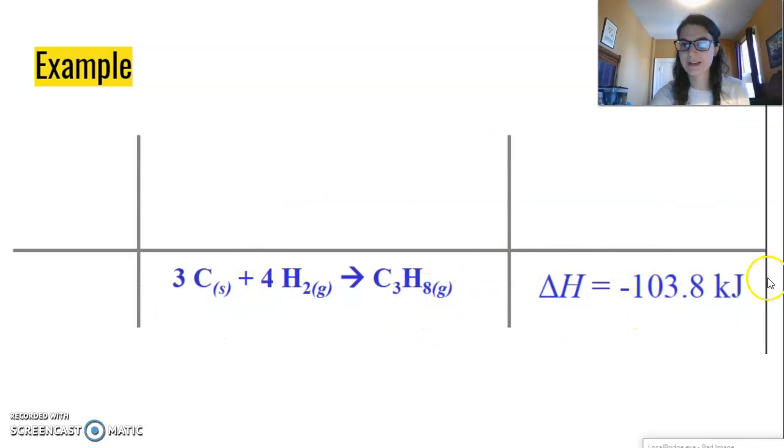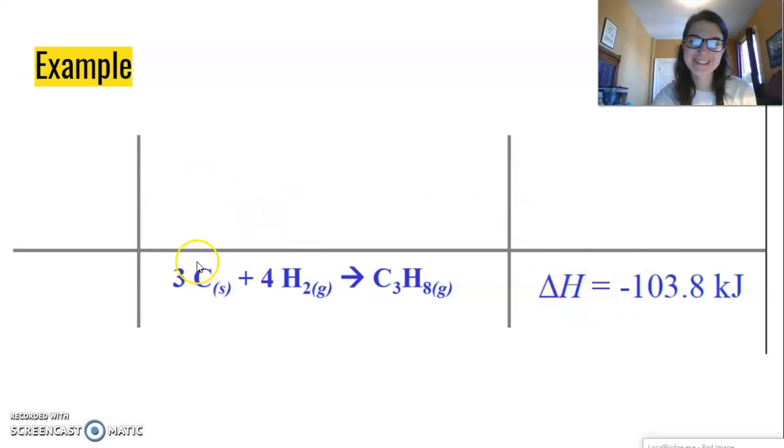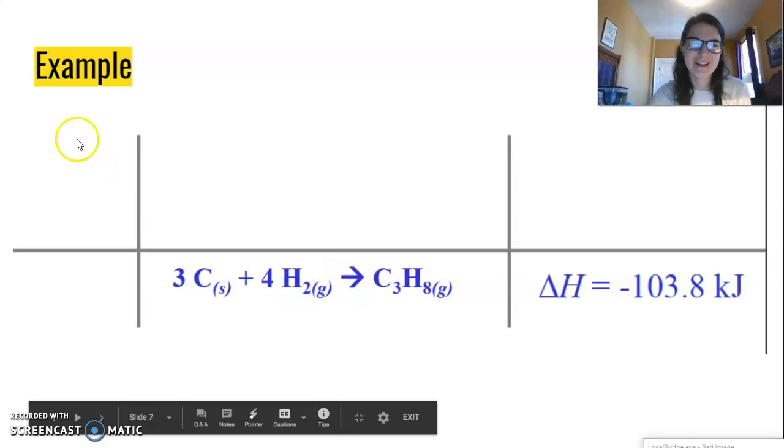So there's that. I didn't mean to show you that all the way. Just ignore it. It's fine. This is the overall equation.